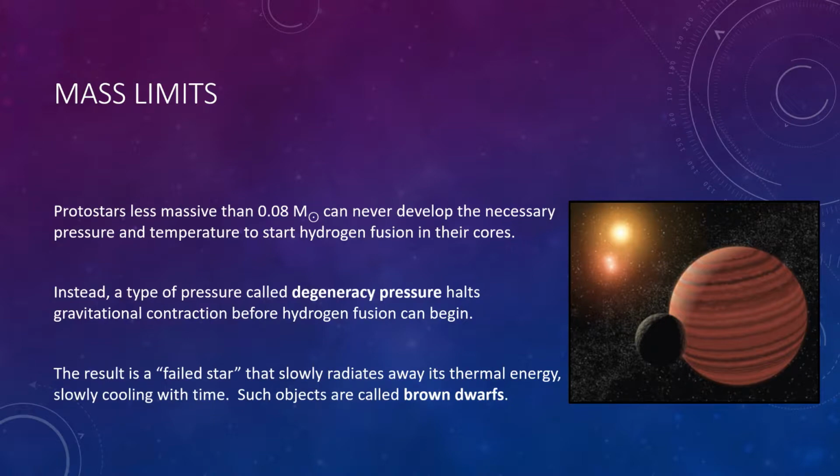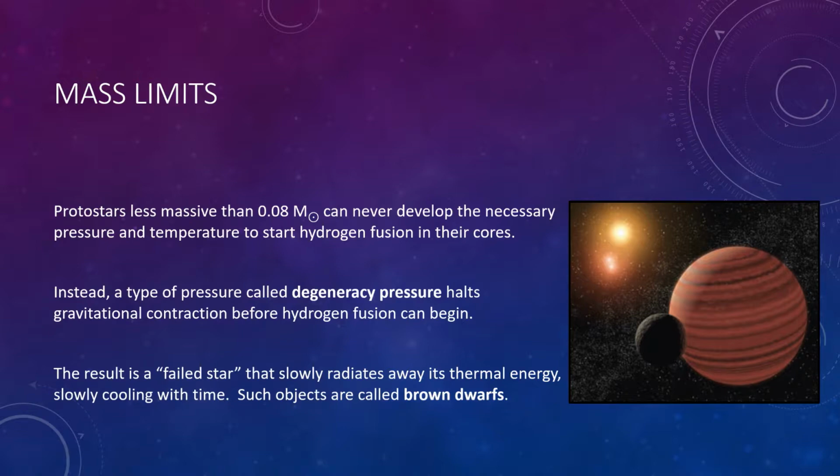Because degeneracy pressure halts the contraction of a protostar with a mass less than about 0.08 solar masses before the release of fusion energy can balance the energy radiated from the surface, the result is what we would consider a failed star that slowly radiates away its internal energy and gradually cools with time. Such objects are called brown dwarfs. Brown dwarfs radiate primarily in the infrared and actually look deep red or magenta in color.